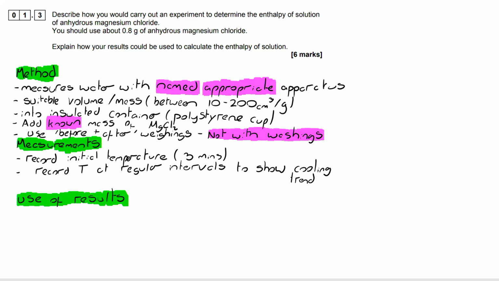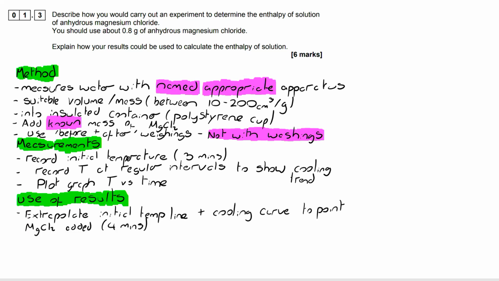And it's a graph that you've got to be really familiar with, that you need to be ready to draw and use to calculate the delta T for a Q is MC delta T calculation. You're going to plot that graph of T versus time. So we've got the method, we've got the measurements, we can now consider the use of results.